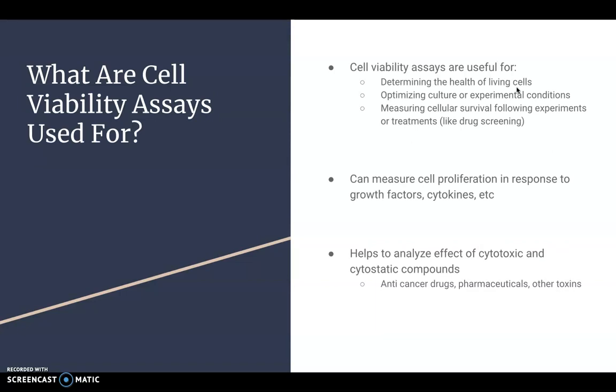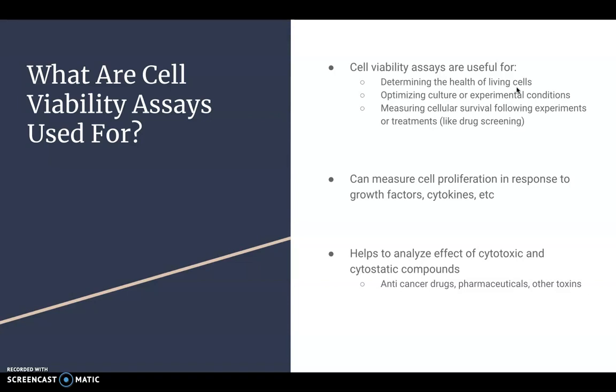So what are these cell viability assays used for? They're useful for lots of different things. They can provide information on cellular proliferation in response to things like cytokines, nutrients, growth factors, or mitogens. They can also give us information about cytotoxic drugs, chemicals, and other pharmaceuticals. It will give us the overall health of cells in a population.